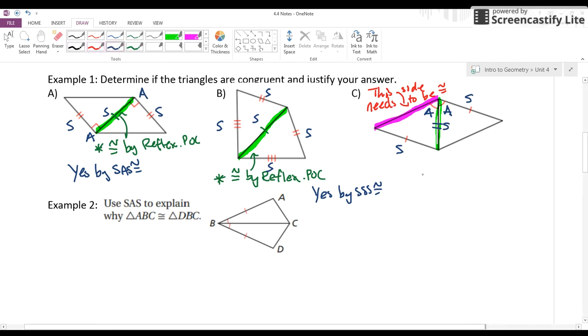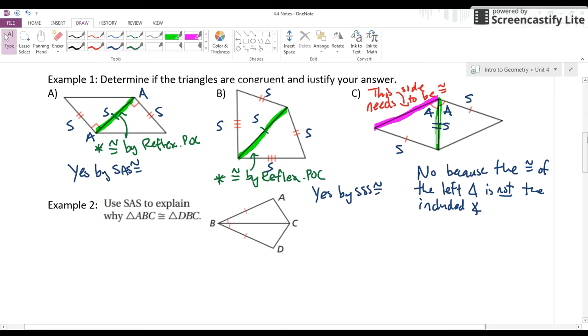This is no, because the congruent angle of the left triangle is not the included angle. Right? So that one's a bit tricky. If you have questions on that, definitely ask in class.